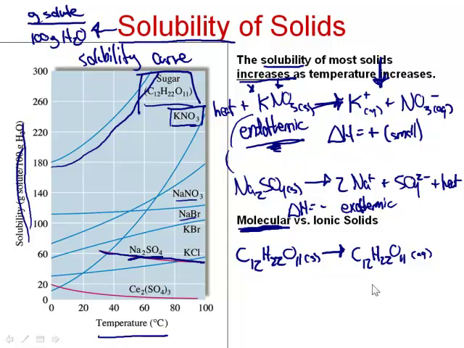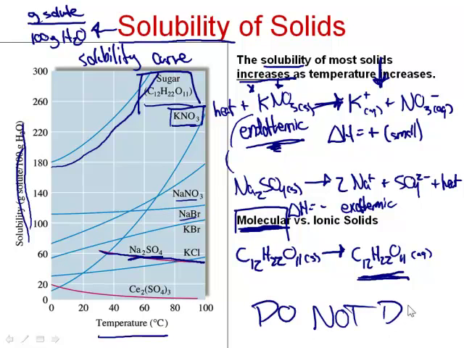But notice, guys, things like sugar or any other covalently bonded compound, we call these molecular solids, because they consist of molecules. These do not dissociate. This is extremely, extremely important. I'm off the screen here, but they do not dissociate. You want to write that down. They do not split up into ions.